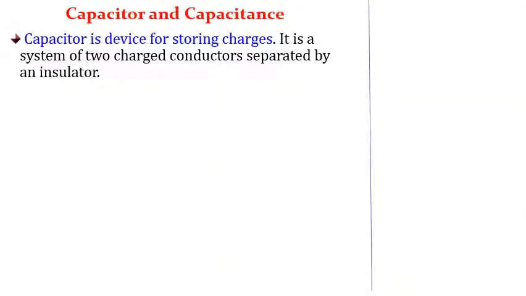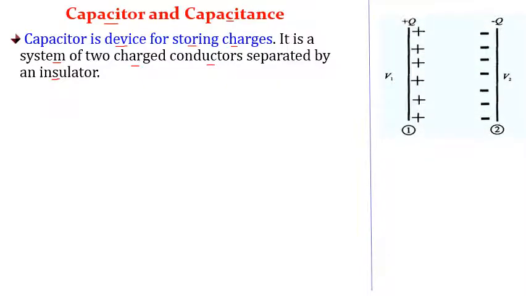Now let us discuss capacitor and capacitance. A capacitor is a simple device which is used for storing charges. It is a system of two charged conductors separated by an insulator. Now see here, these two are the plates, plate 1 and plate 2, or conductors on which positive and negative charges are there.